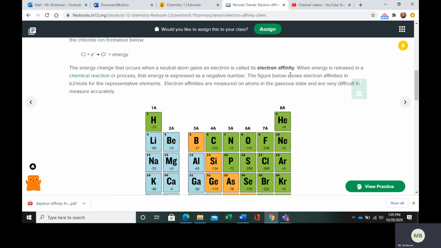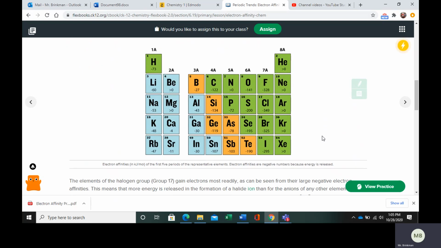So the figure below is going to show the electron affinities in kilojoules per mole of all of these atoms. Electron affinities are going to be measured on atoms in the gaseous state. It's hard to accurately measure them, so these are about as close as we're going to get. All right.